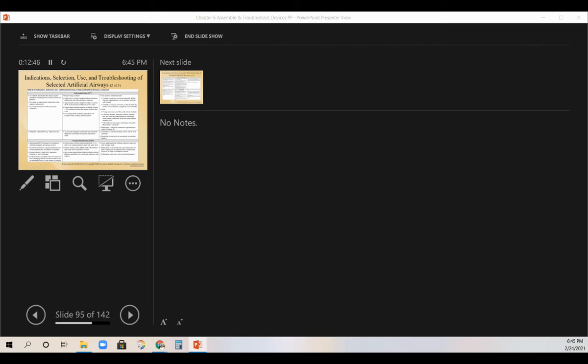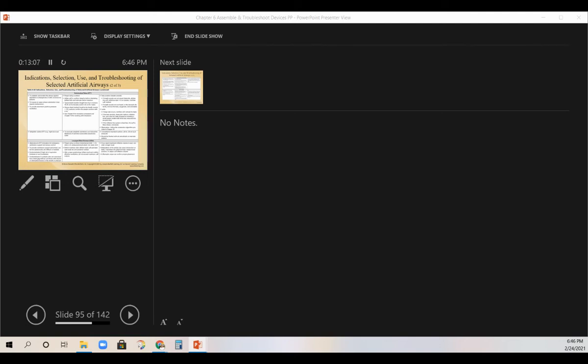So we watch chest rise, we look at breath sounds, then we do either CO2 waveform, or if we don't have a waveform, we're going to look at our colorimetric, and we're going to confirm proper position with an x-ray. Tube position, we always listen with breath sounds.